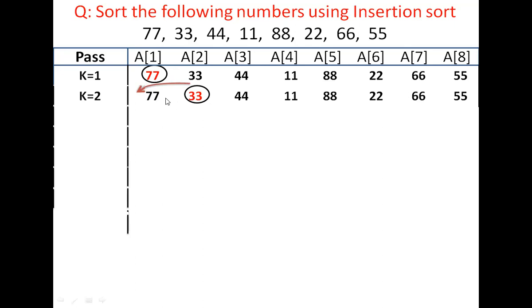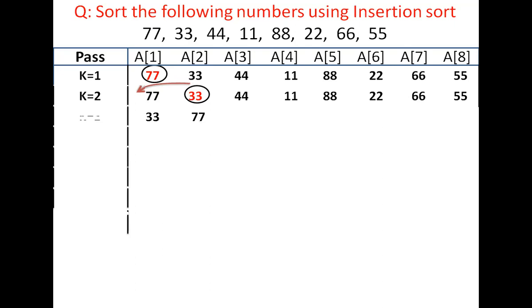So we have to create room. That means first 33 should come, then 77 should come in the array. So what I do is I first move this 77 to the A of 2 position. Now in A of 1, I have created room for 33. Now I copy 33 into the A of 1 position, so that A of 1 and A of 2 are sorted now. After the second pass, the first two elements will be sorted. So 33 is inserted into its proper position here, so that A of 1, A of 2 are sorted.